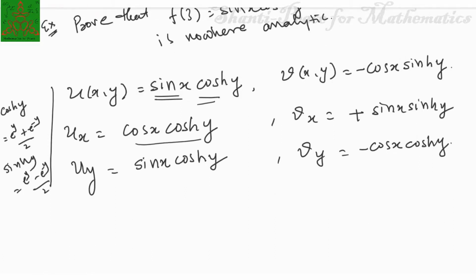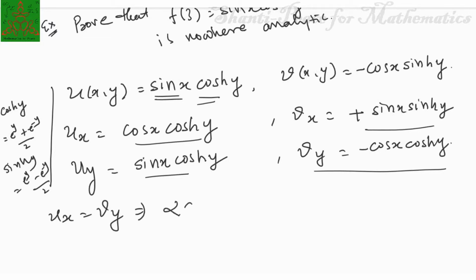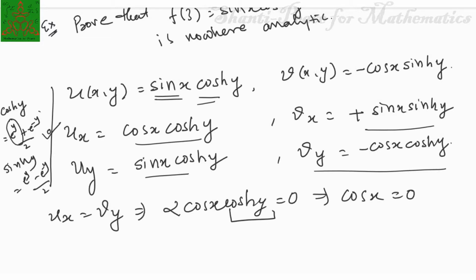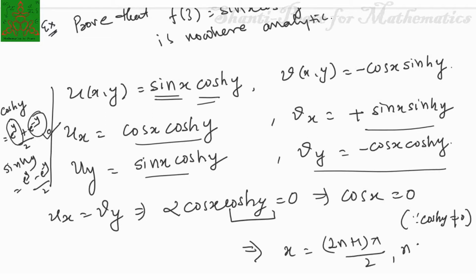By the CR equations, these two quantities are the same and these two quantities are the same. So ux equal to vy gives 2 times cos x cos hyperbolic of y is 0, but this implies cos x is 0 because cos hyperbolic of y is never 0. Cos hyperbolic of y is e raised to y plus e raised to minus y, and both these functions are positive. So cos hyperbolic of y is non-zero, and cos x will be 0 if x is equal to (2n plus 1) pi by 2 for any n belongs to Z.